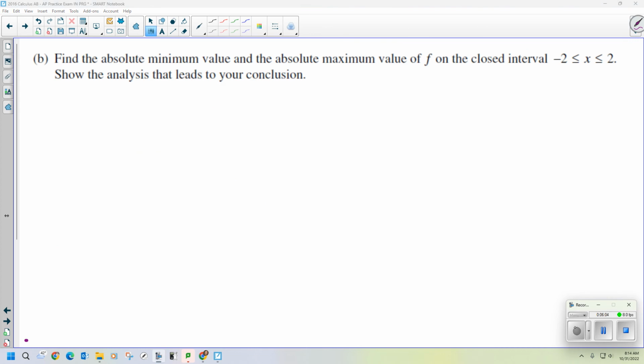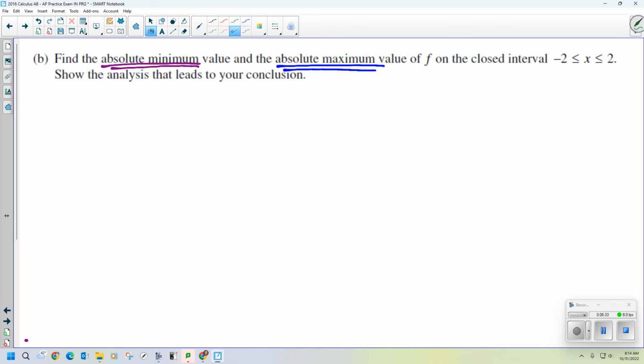6b, find the absolute minimum. That means the lowest of low, not just the local minimums, the absolute minimum value, and the absolute maximum value. Okay, that's the highest of high. Not just all the mountaintops in your graph, but the highest point. The value of f on the closed interval from -2 to 2 inclusive.